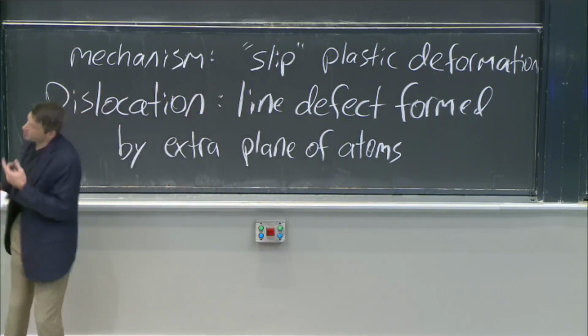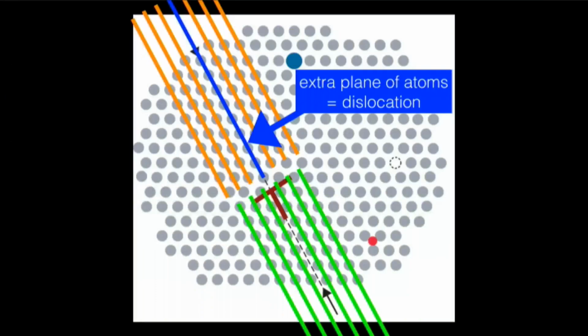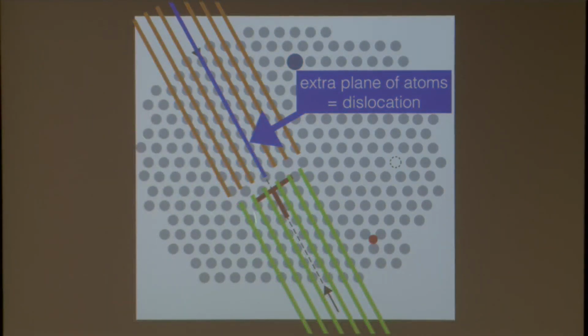Now, you can already see that if I put a line defect in there, it's messing with the bonds, right? At this place here. Here the bonds just kind of go along, and then all of a sudden I've got a kind of misregistry now because of that dislocation.